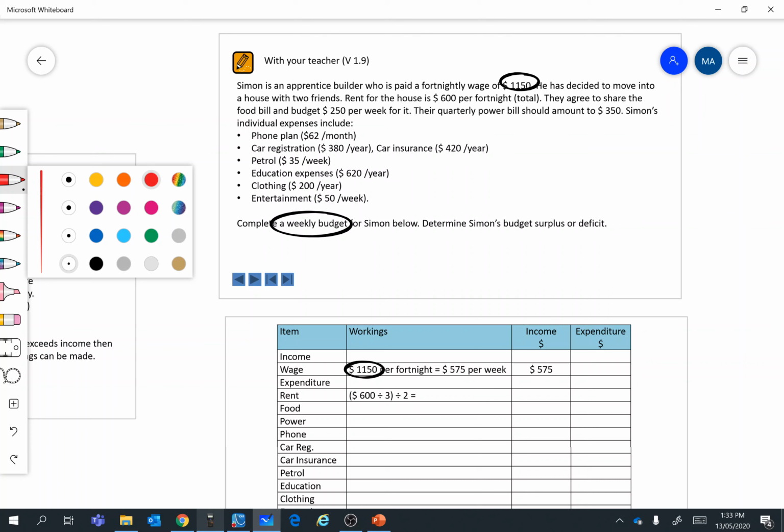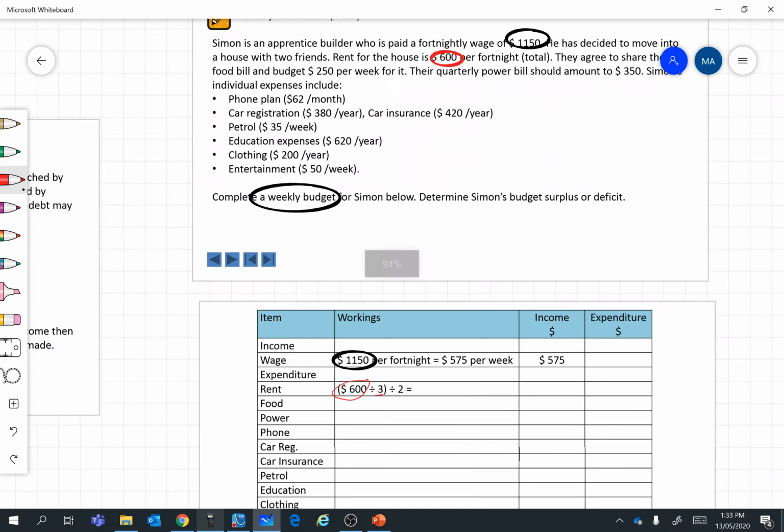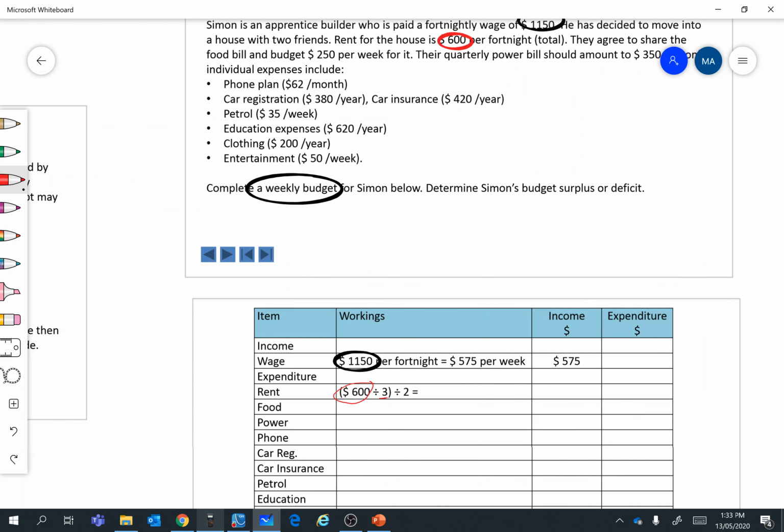Okay, so the next bit of information is about his rent, $600 per fortnight. You can see that that's been put here. This is being shared with his 2 friends, so we'll divide that by 3. That means 600 divided by 3, he's responsible for $200 each fortnight on his own. But of course, there are 2 weeks in a fortnight, so to adjust that to weekly, we need to divide that by 2 as well. We'll work that out shortly.